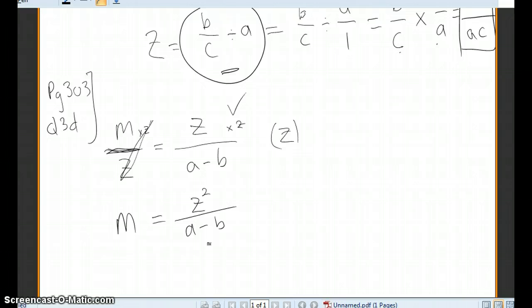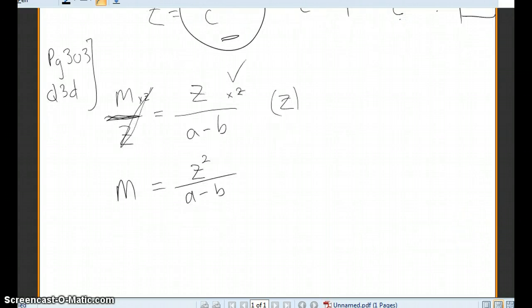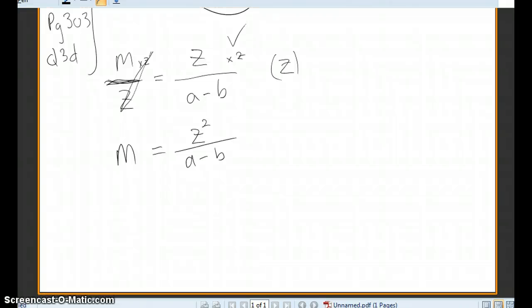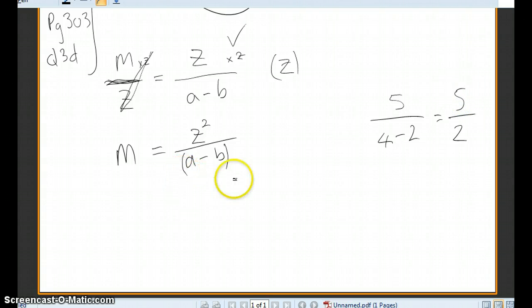Okay, it's already looking more handleable, more easy. I'm just going to stick brackets here, and that's because you would always work out the subtraction and then do the division later. If I put numbers into it, 5 divided by 4 minus 2, you would go 4 minus 2 and then do the division. So you have to do the addition or the subtraction first before you do the division. Hence I just put brackets here.